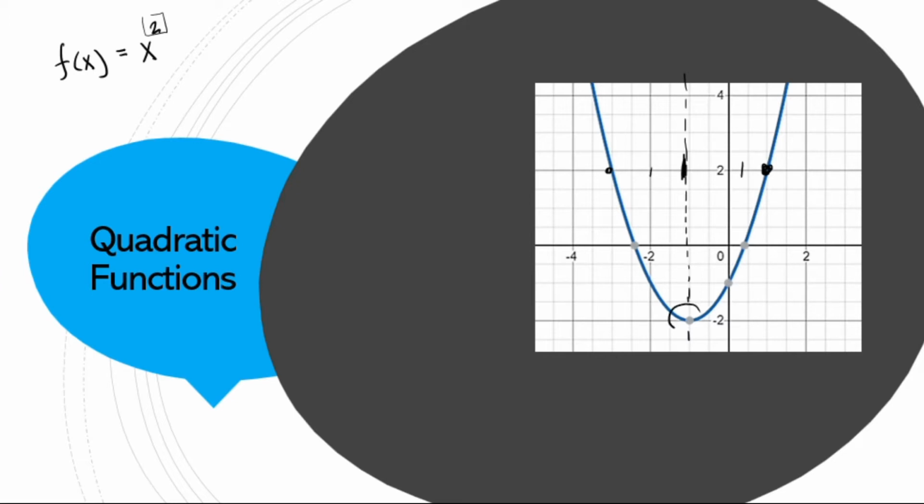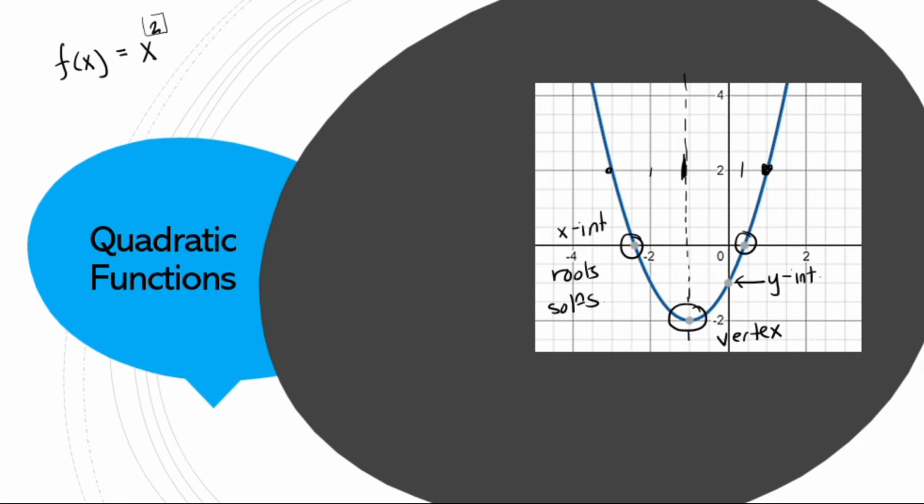Other key points: the maximum or minimum is called the vertex. We have a y-intercept. It tends to be less exciting than it is when we're talking about lines. And then we will have 2 x-intercepts, or 1 or 0, depending on the parabola. Those x-intercepts can also be called roots or solutions, lots of names for these features of a parabola.